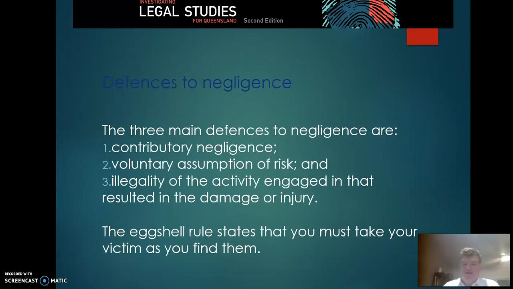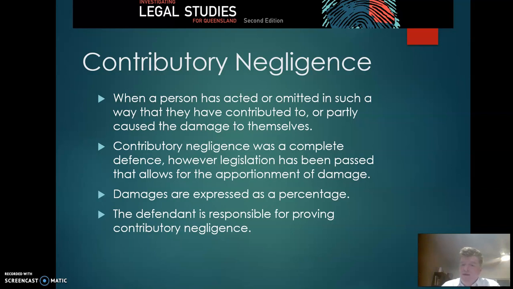So then we come to defences of negligence: contributory negligence, voluntary assumption of risk, and the illegality of an activity. We're going back to the eggshell rule, saying that you have to take your victims as you find them. Right? So if someone is more prone to damage in a situation, you didn't realise that, you're still responsible for harm caused. So contributory negligence is where the plaintiff, so the person bringing the complaint, the person who's been injured, has acted in a way that they've contributed to their damages.